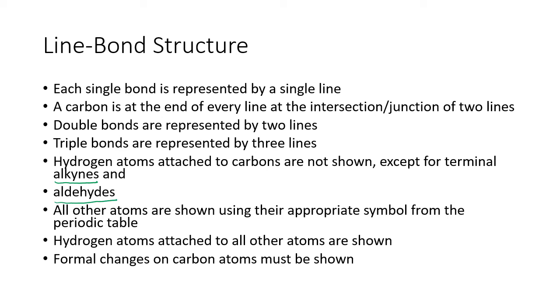All other heteroatoms are shown using their appropriate symbols, like you saw oxygen, nitrogen, sulfur, etc. Hydrogen atoms that are attached to any of those heteroatoms are also shown. And we must show formal charges because often electrons as lone pairs are not shown. Sometimes people might draw them, but you have to show the formal charge. Otherwise, we wouldn't know how many valence electrons that atom has.